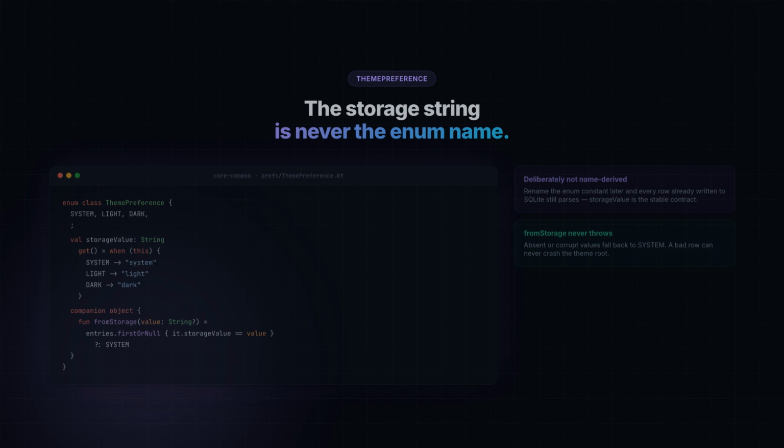The companion object's from storage function is the inverse. It searches entries for a matching storage value and falls back to system if the value is null or does not match anything at all. Corrupt or hand-edited data can never crash the theme root. This small enum is the only place theme values get translated between Kotlin and plain text, and it is covered directly by one of the new database tests.